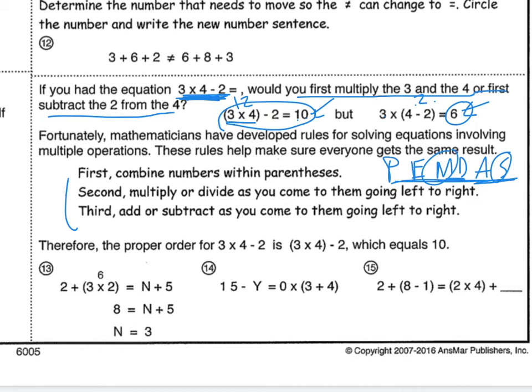All right, these next types of problems give kids such trouble every single year. So see if you can not be that kid. Here we go, number 13. 2 plus 3 times 2 equals n plus 5. That's your original equation. This is a big, long, complicated equation, and we want to simplify it, make the equation more simple so that we can clearly and easily see the answer.